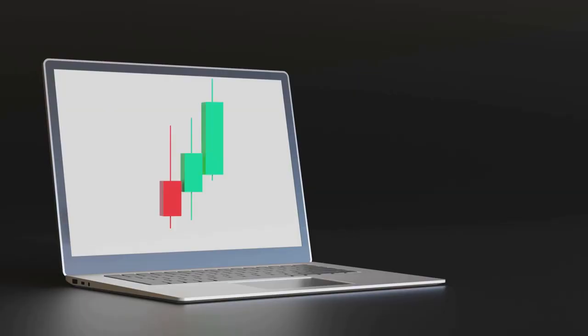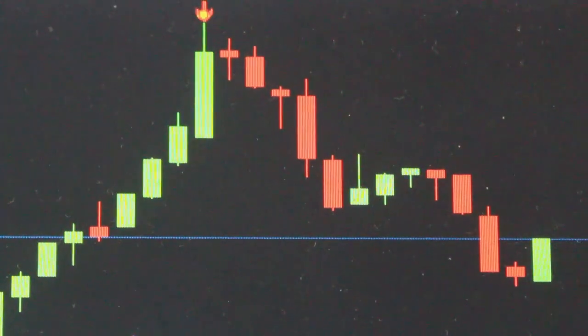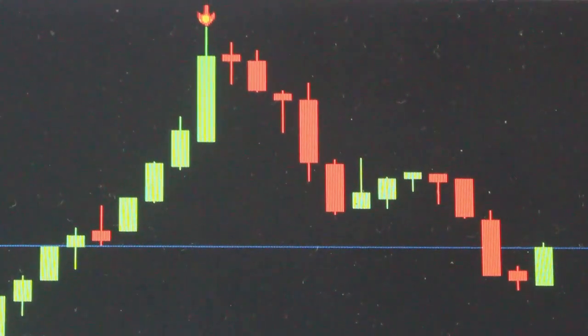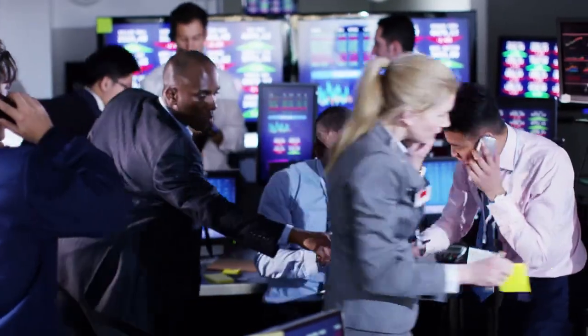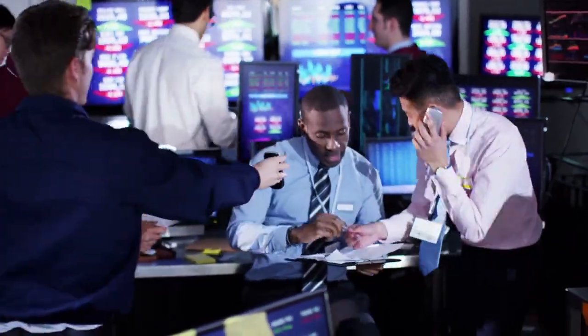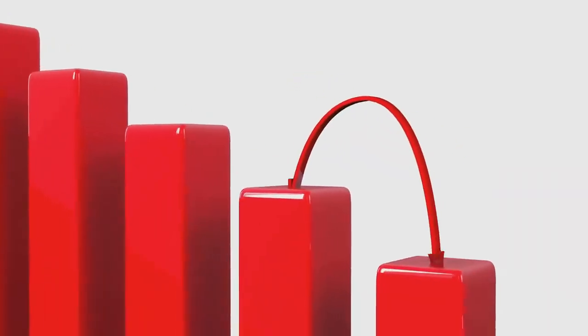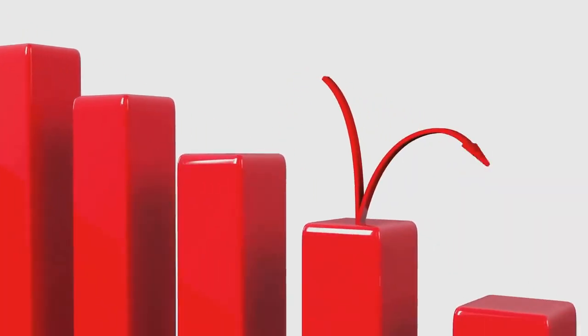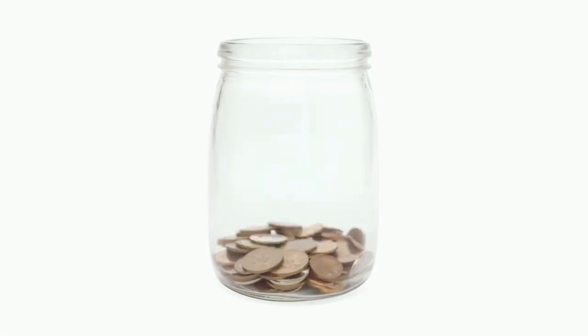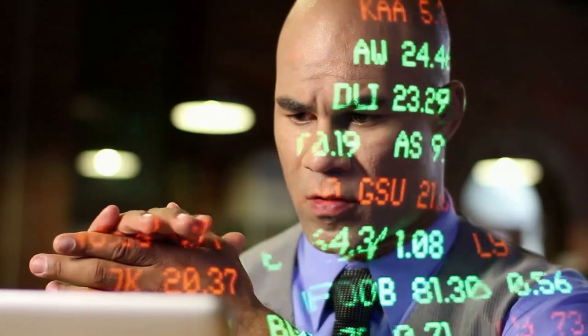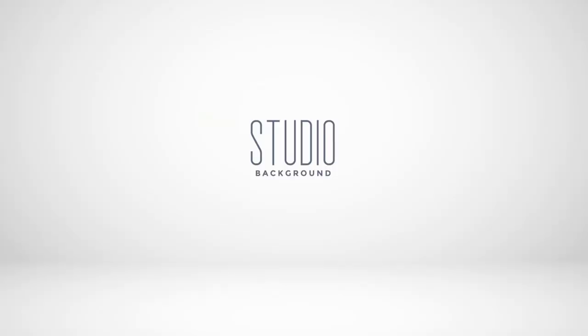Here's a simple risk plan you can teach your viewers. 1, risk 1 to 2% per trade. 2, maximum 2 to 3 trades per day. 3, maximum 3 to 4 losing trades per week, then stop trading. 4, no increasing lot size after a loss. 5, always use a stop loss. 6, never risk money you can't afford to lose. This will protect their account and their mind.